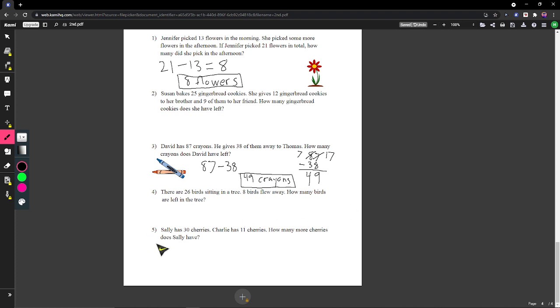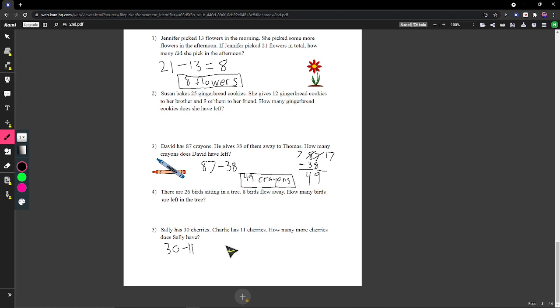And lastly, number 5. Sally has 30 cherries. Charlie has 11 cherries. How many more cherries does Sally have? So they're not asking for the total, and Charlie didn't take any of the cherries from Sally, but they're asking how many more Sally has. So for this, you would write 30 minus 11, because this would be the difference in how much more they have.